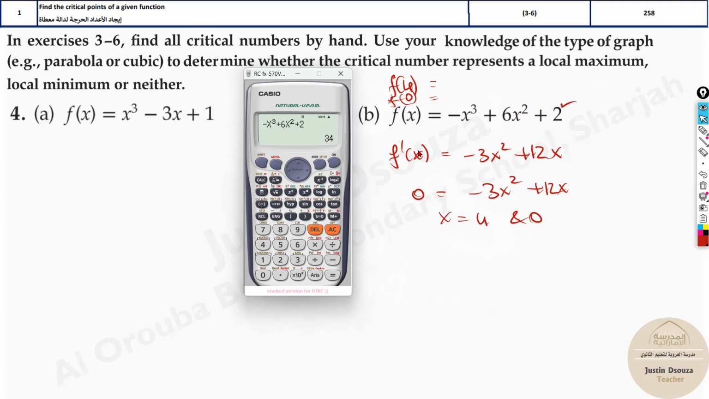What is this? It's 34. Remember this, you can write it out over here. And then calc at 0. It'll be the constant term. That's 2. So here we got 34 and here we got 2.